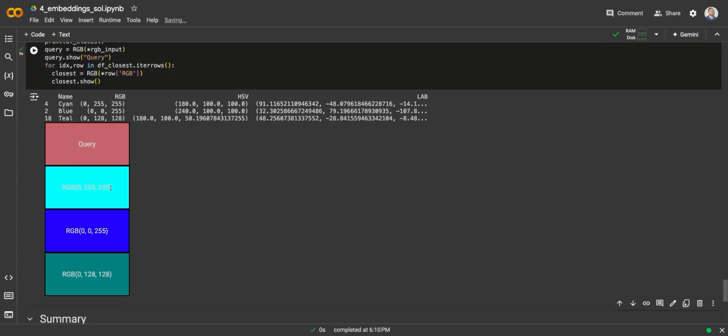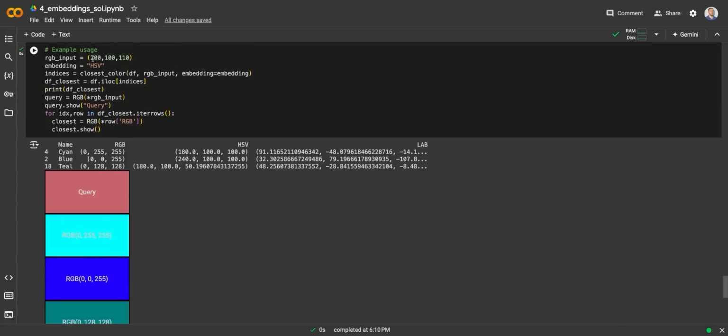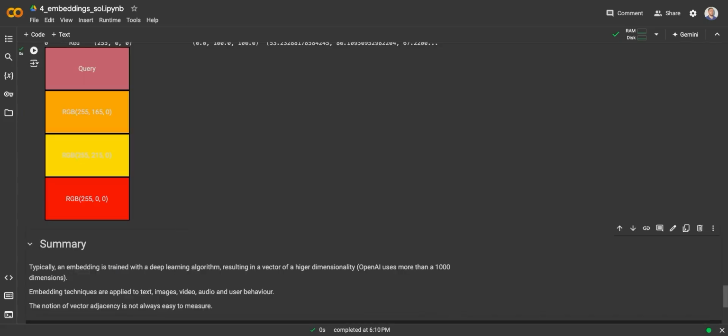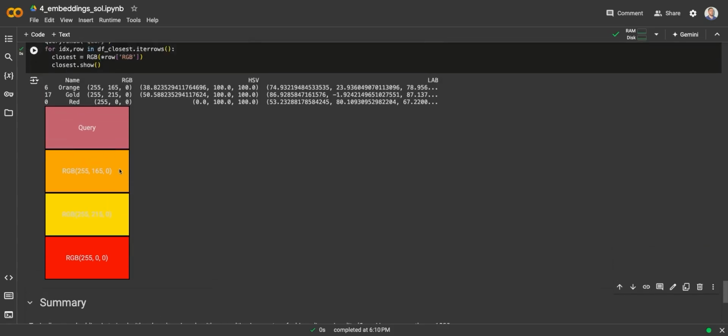The closest neighbor is actually some sort of light blue. Not that sure that it's better, right? So we can get some sort of understanding about the HSV representation. Let's try the LAB. Okay, so the LAB looks better than the HSV, but probably worse than the RGB.